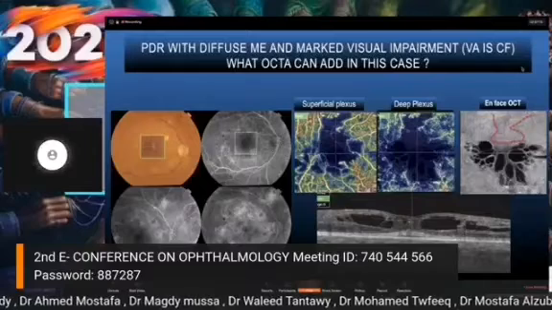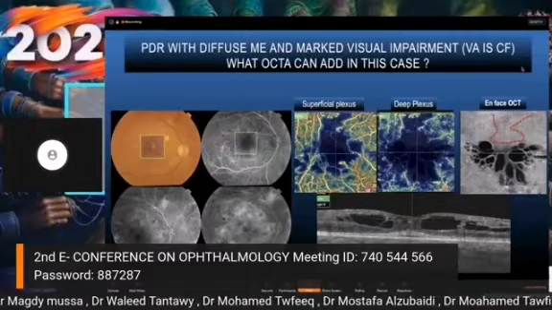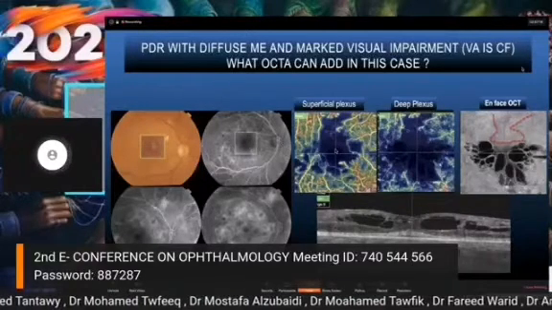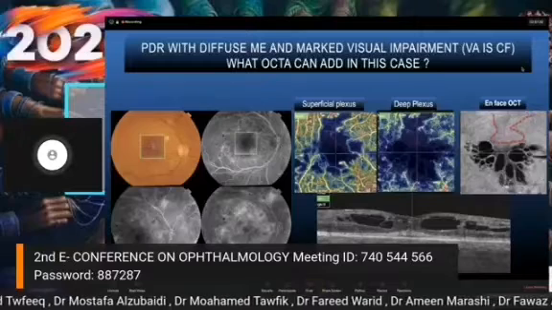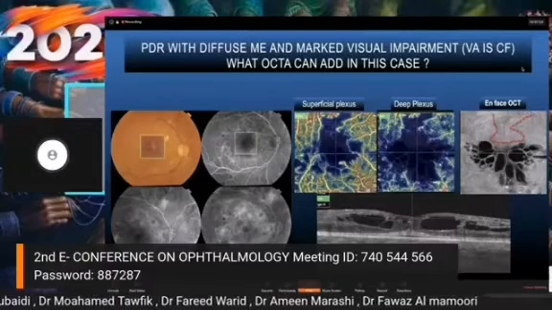And this is the density map, and this is the flow. And we all know that blue means no flow, yellow less flow, and red is very high flow.